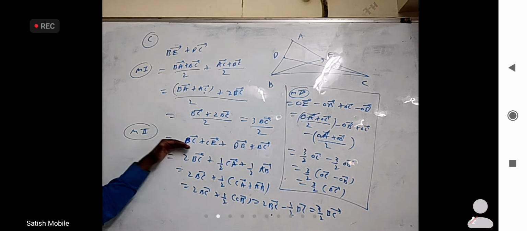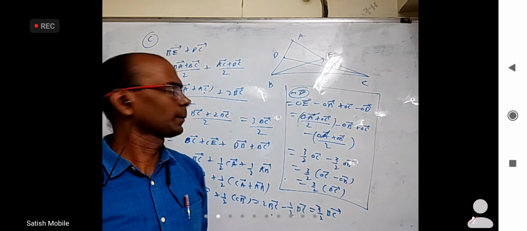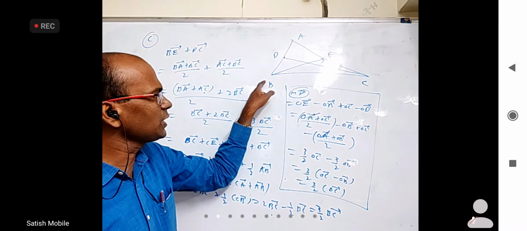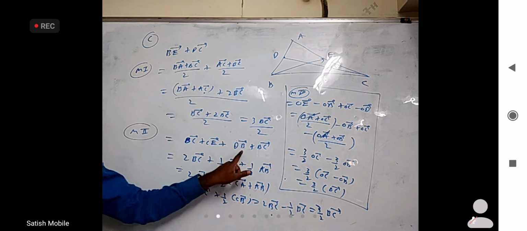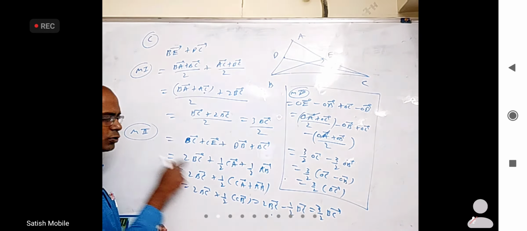Or if you want to use triangle law, BE can be written as BC plus CE, and DC bar can be written as DB plus BC. You can see C and C are same, so it is BE bar, B and B are same, so it is DC bar. Okay, now what is the advantage? Already I got BC and BC as 2 BC bar.